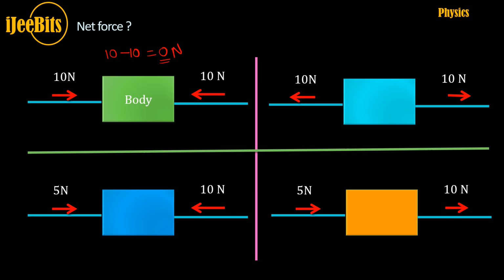Let's look at this one. Here 10 newtons is applied in the opposite direction to extract the body, but what would be the impact? One is a positive direction, one is a negative direction. Net would be 10 minus 10, again 0 newtons. So no impact on the body because the net force applied on the body would be 0, because you are balancing the applied forces. Okay, so look at this one now.